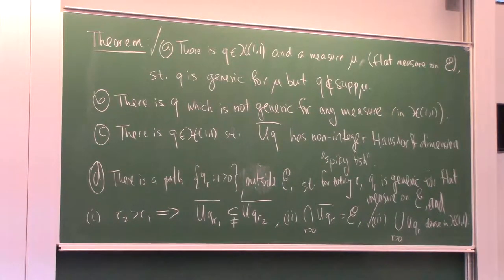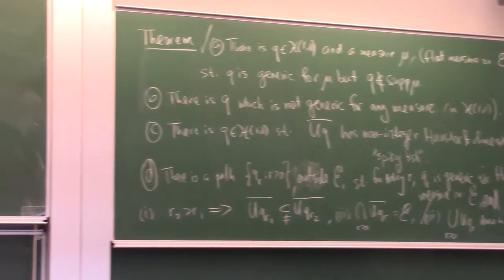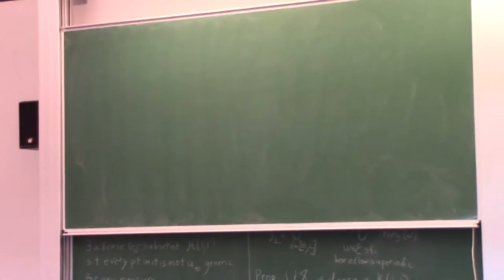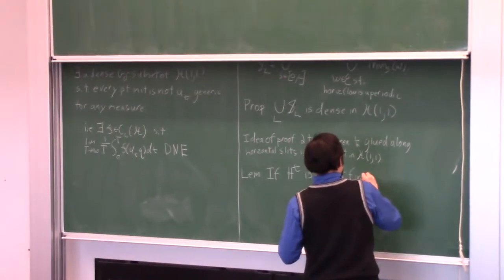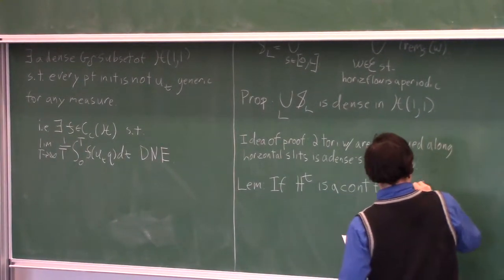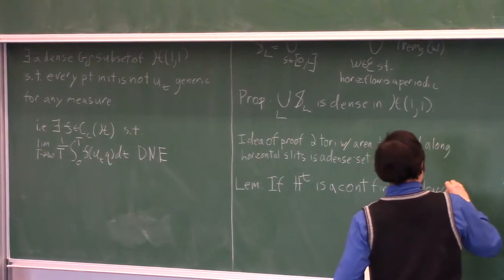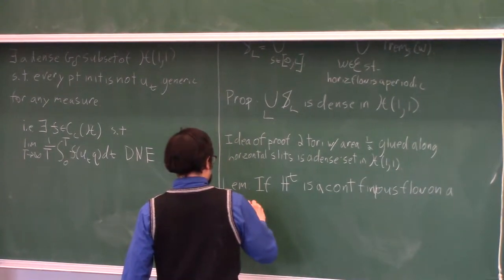Now let's state a lemma. This is kind of a straightforward lemma in ergodic theory, but I'll try and mumble some words of the proof, and please, if it doesn't make sense, let me know. So the setting is I've got a continuous flow on a sigma compact metric space, for example, H11.